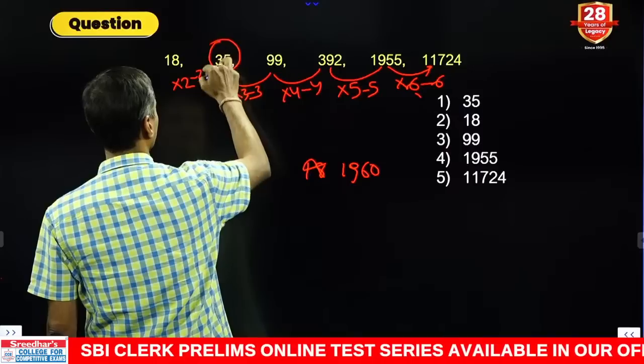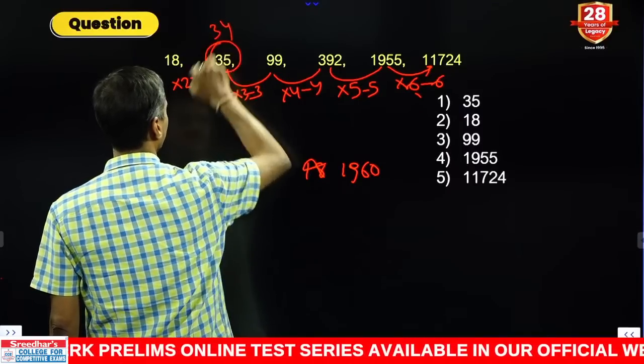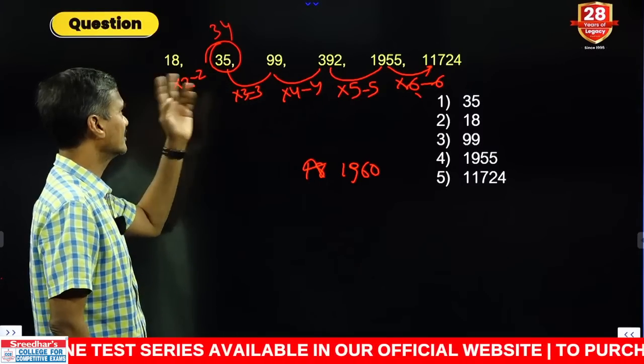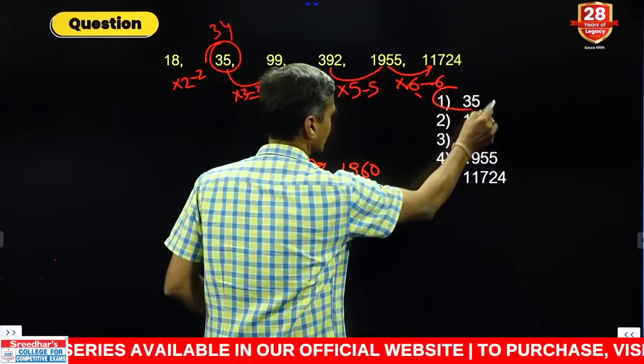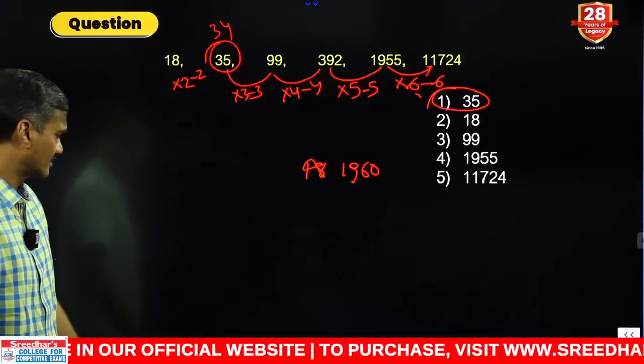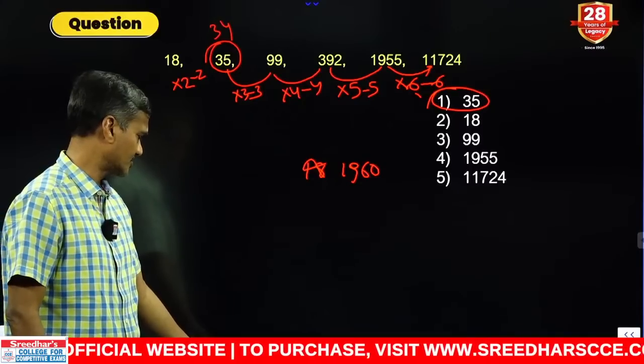Now 18 into 2 is 36, minus 2, the number must be 34. Now 34 into 3 is 102, minus 3, 99. So what is the wrong number? We have 35, and that is choice 1. That was the last one, the 20th question.